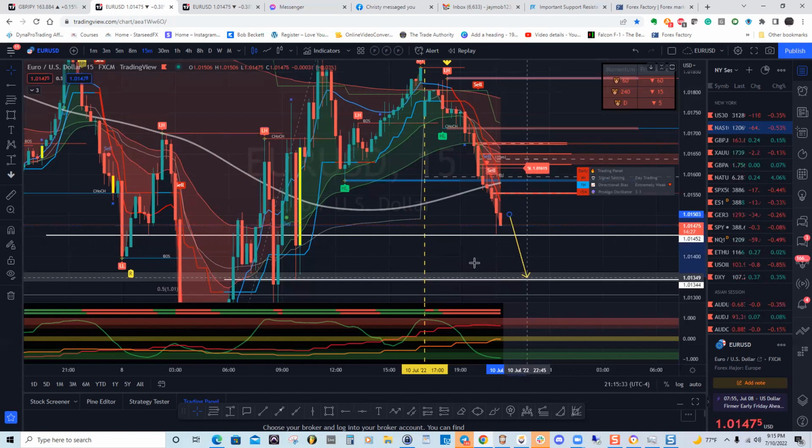I'm moving my entries into profit or at break even. Where'd you get in at? I got in at 01582 and 01553. I got in late, but it's a risk-free trade at this point. Oh yeah, no doubt.